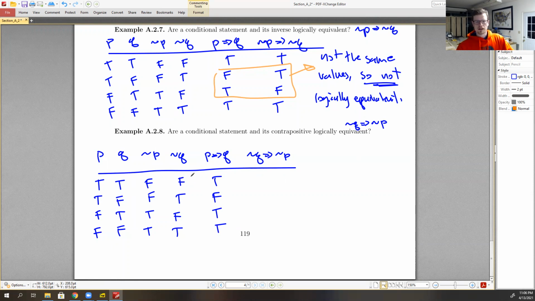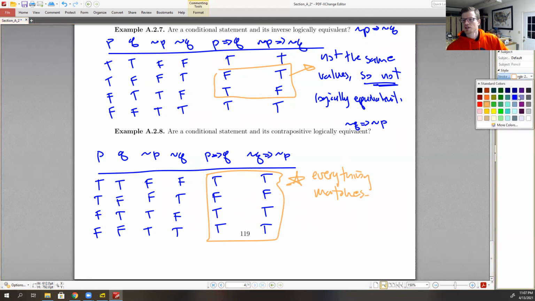All right, so for not Q implies not P, the premise is false, so we get true. True, false is going to be false. Anytime the premise is false, we get true, and true, true gives us true. So in this case, everything matches. Right? True, false, true, true. So these two things are logically equivalent.